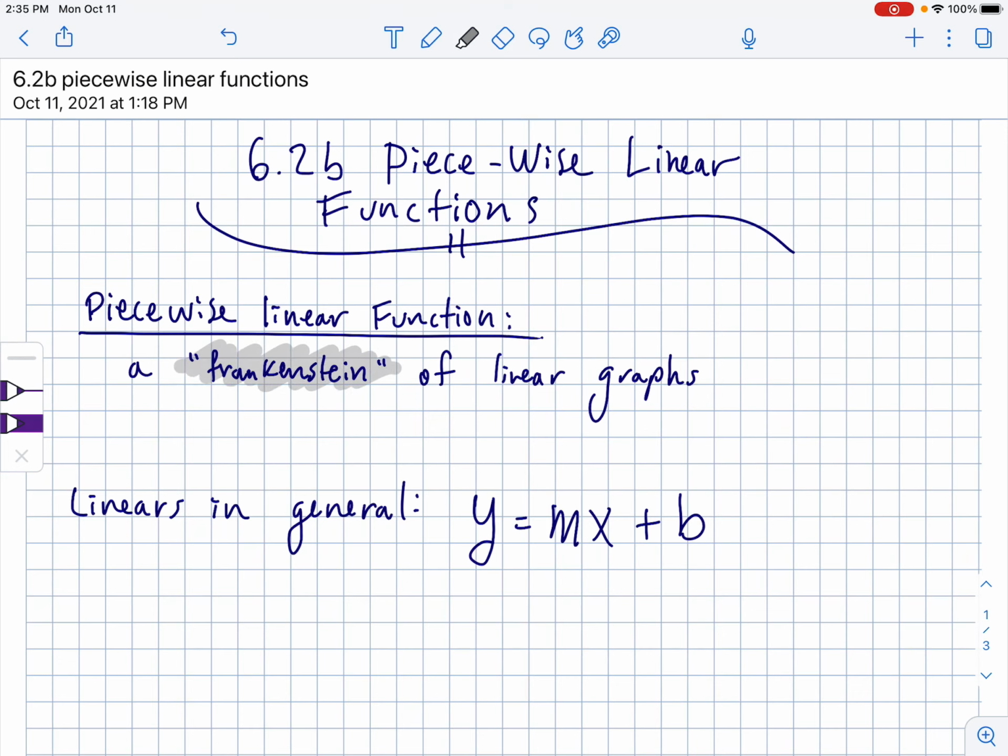A piecewise linear function, I like to call a Frankenstein of functions. That's because, like Frankenstein being a monster, well, not a monster, but, you know, I don't want to get into philosophy and literature, he was stitched together from other things. The piecewise function is taking linear graphs that are stitched together.